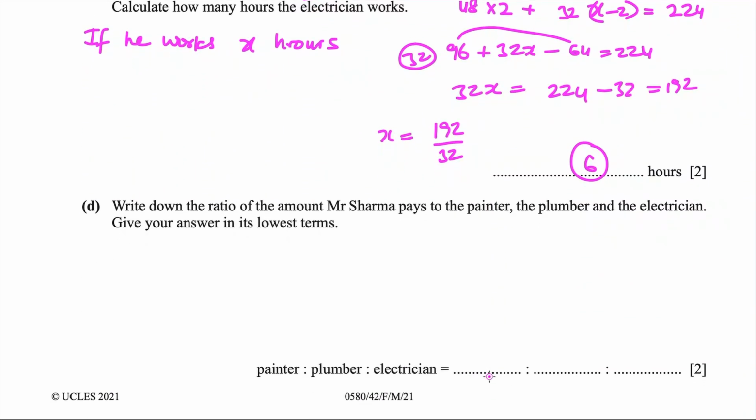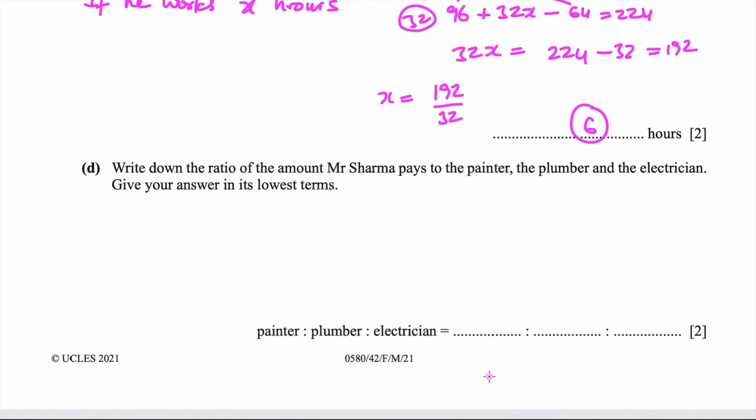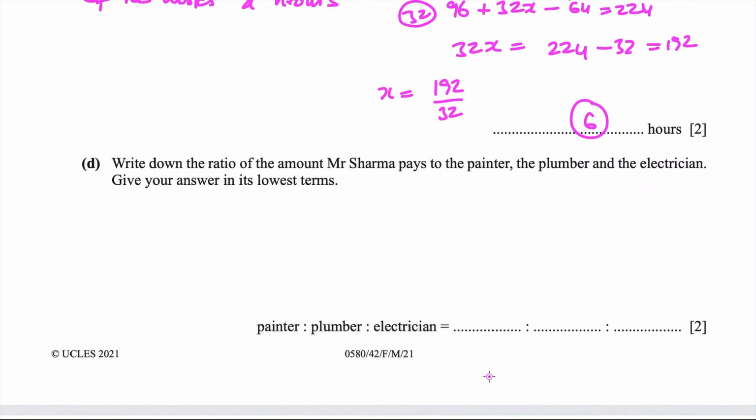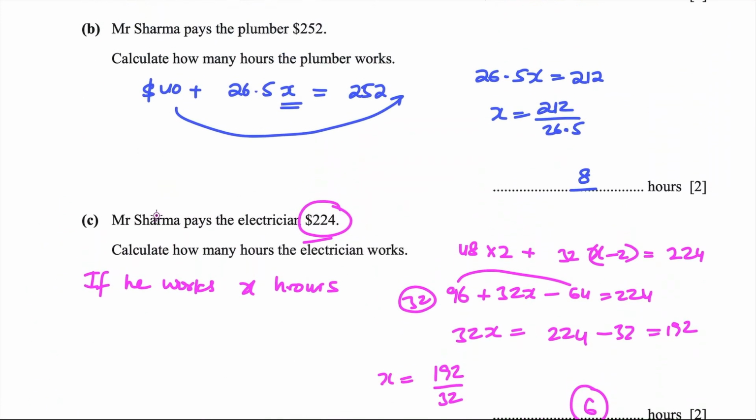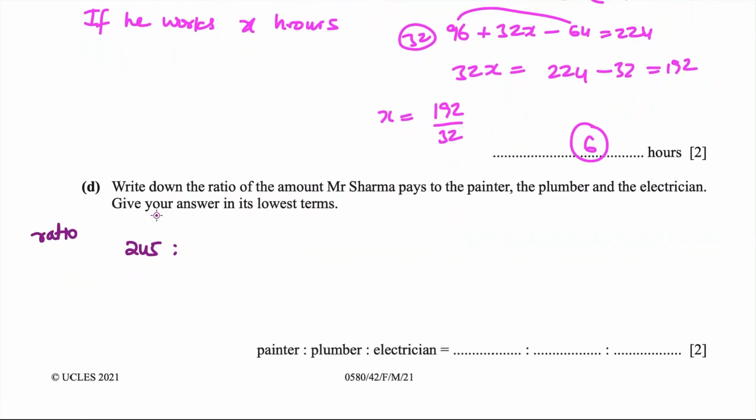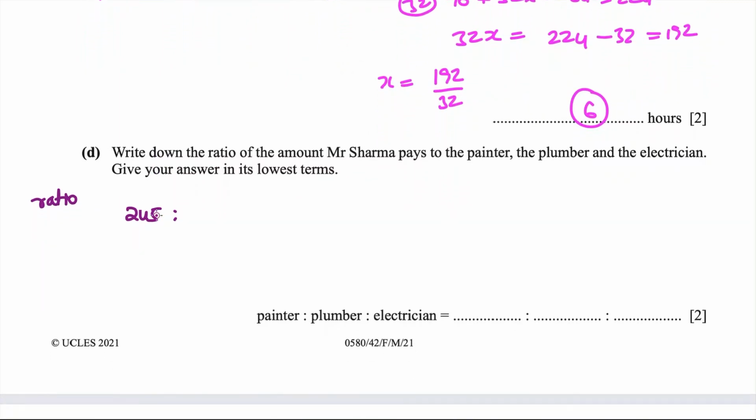Now let us do the last question. Write down the ratio of the amount Mr. Sharma pays to the painter, the plumber and the electrician. Here we are talking about the ratio. He pays the painter 245, which is the answer in the A bit. For the plumber, it is directly given in the question: he is paying him $252. And for the electrician, he is paying him $224.